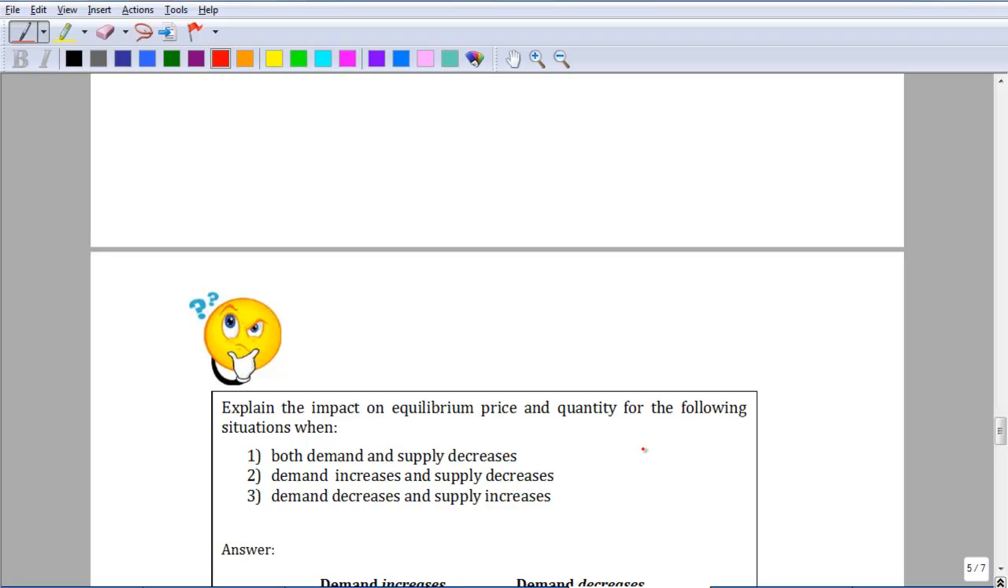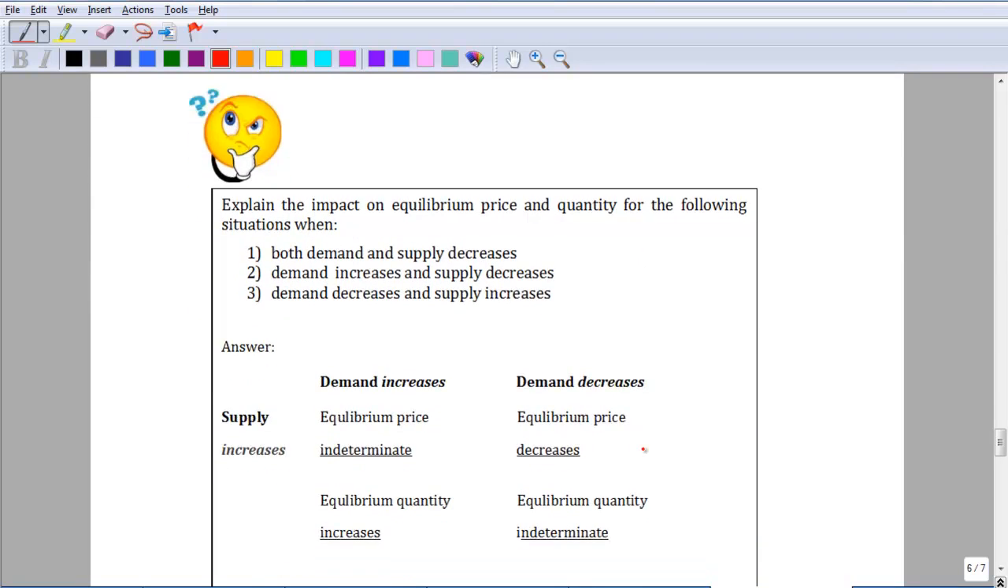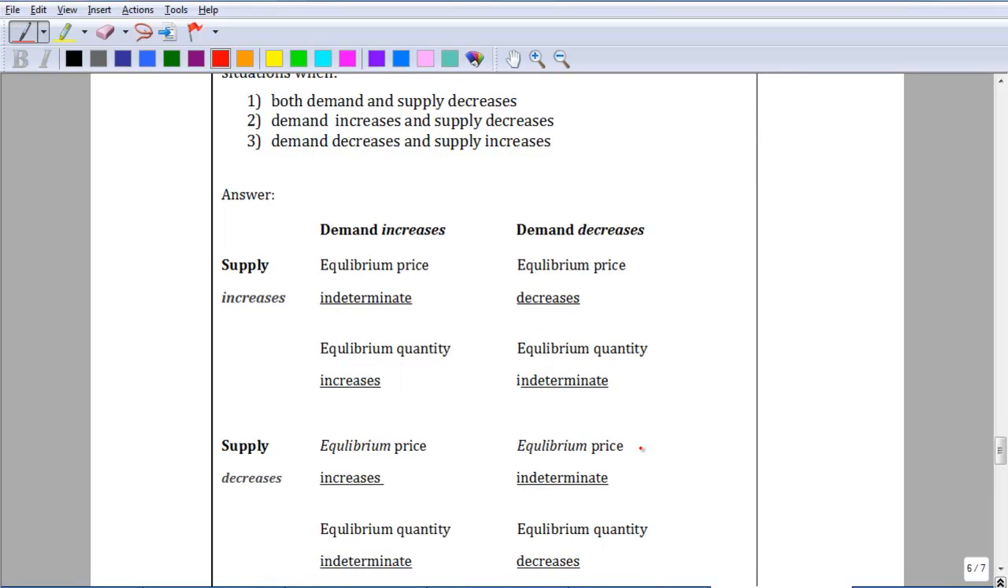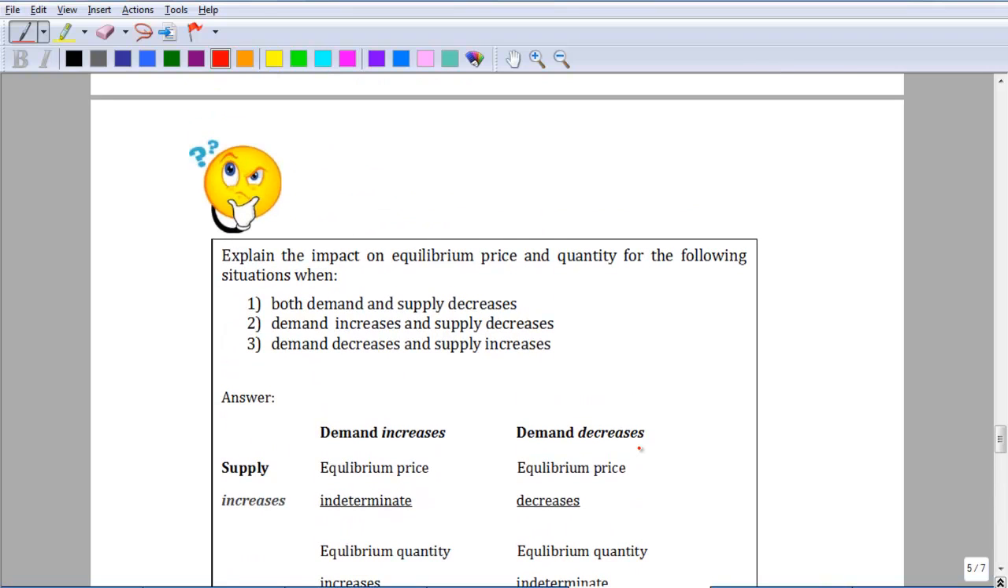We have given you the answers here, so you should be practicing on your own to see if you can arrive at this answer. Okay, to help you a bit, we are going to try case number 1. And you have to practice 2 and 3 on your own. Now let's try.